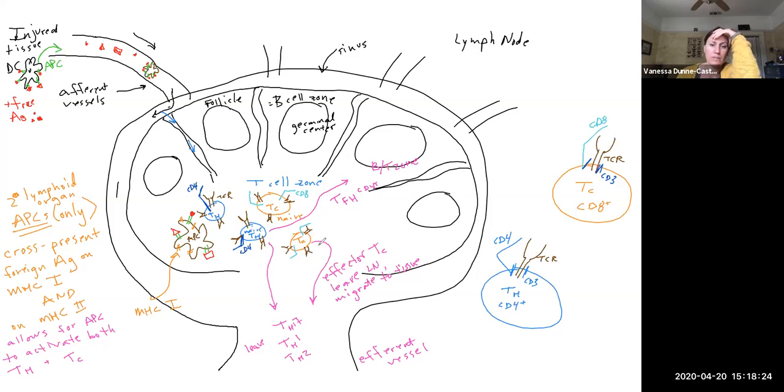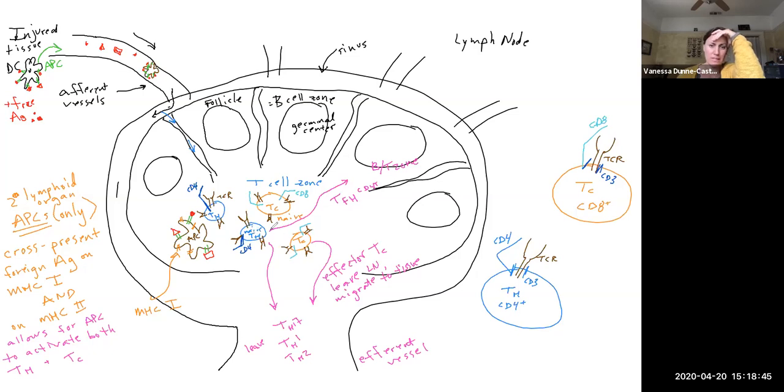Memory cells usually go into circulation or can go into the tissue, same as the other cells, and just hang out and wait for downstream, for the second or third time around that you see those different types of antigens. But let's focus up here also. Actually, I guess we have to talk about cytotoxic T cells.